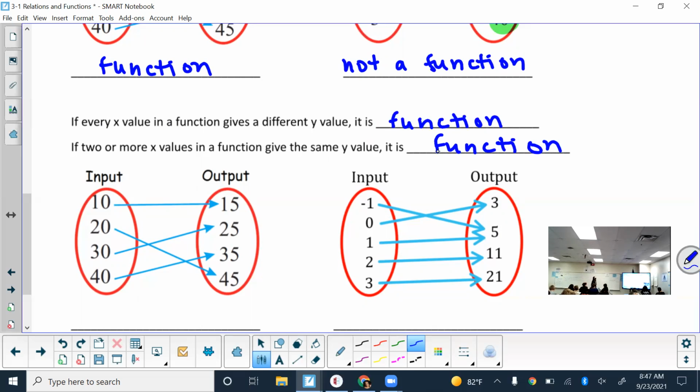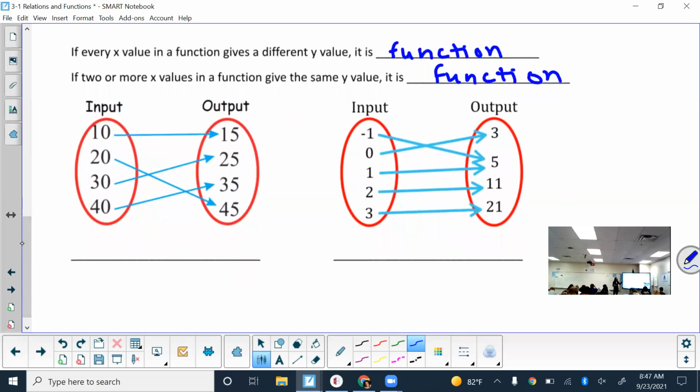Because think about it. What if the rule for the table is that you're multiplying by 0? Aren't the outputs all going to be 0, no matter what the input is? So that's how I think of it. Questions?